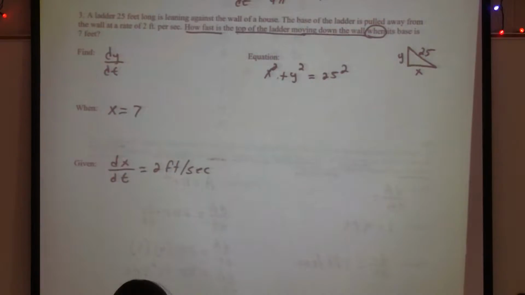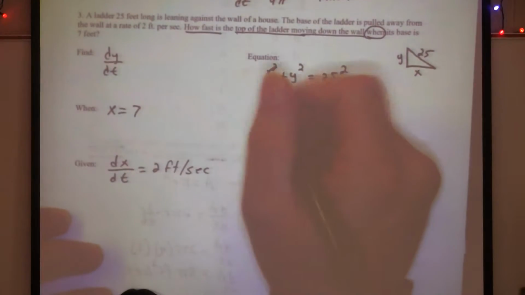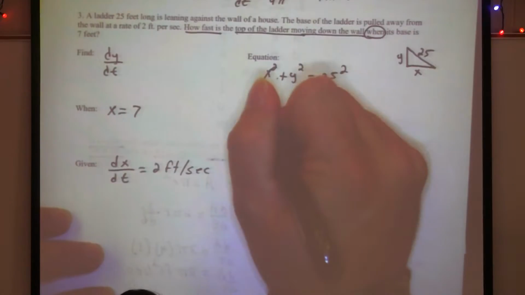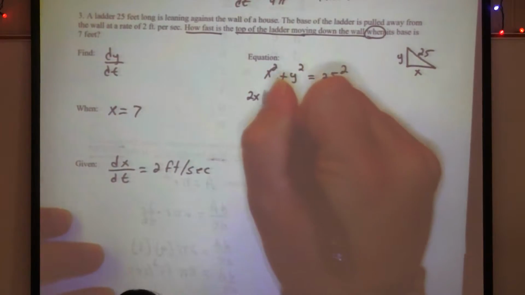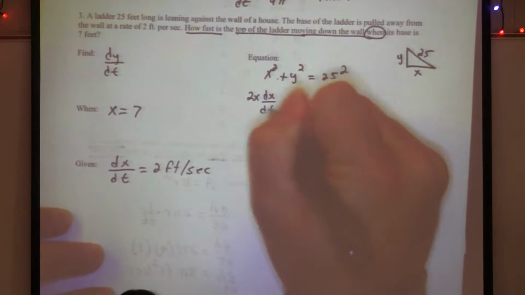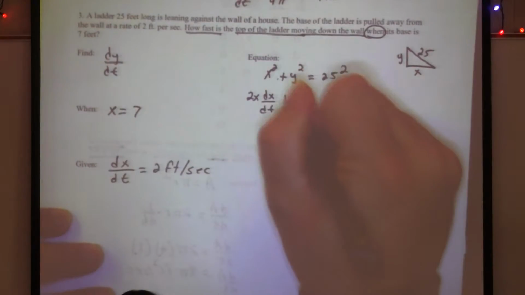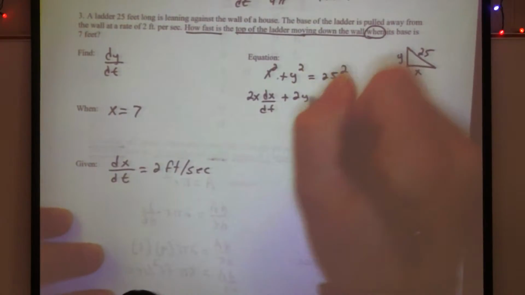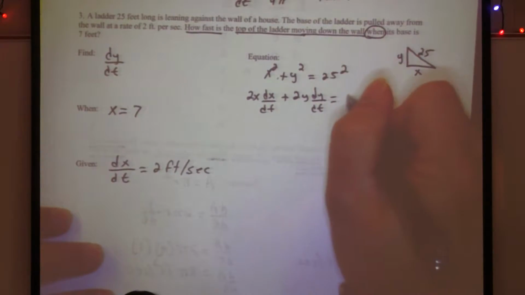How am I going to end up with a dy/dt? What do I have to do to it? Right, you can say the word differentiate. So find its derivative. So what would it be? 2x dx/dt plus 2y dy/dt equals 0.